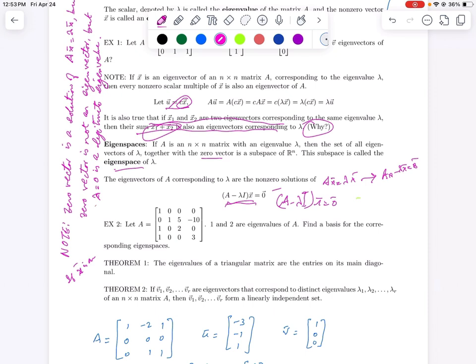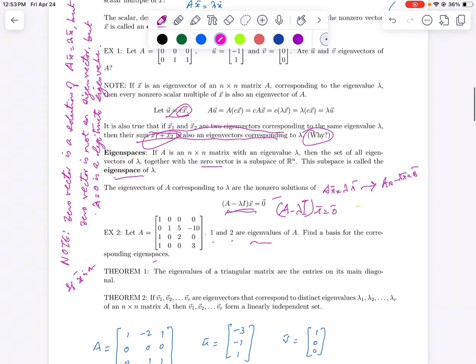So let us look at an example here. Let A be this 4 by 4 matrix, and given that 1 and 2 are eigenvalues of A, find a basis for the corresponding eigenspaces. How do we start? If you recall, we have a matrix times a vector which we want to equal the zero vector. So we find the matrix first for the given lambda, put it in a matrix, augment the zero vector with it, and then apply the row operations.